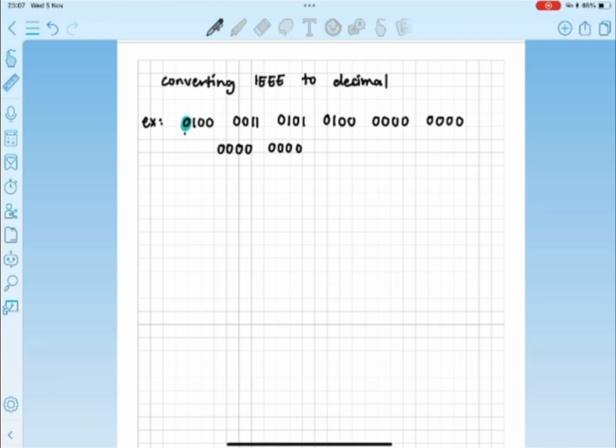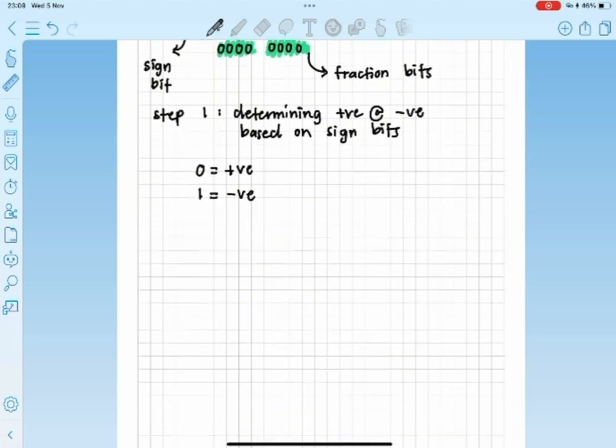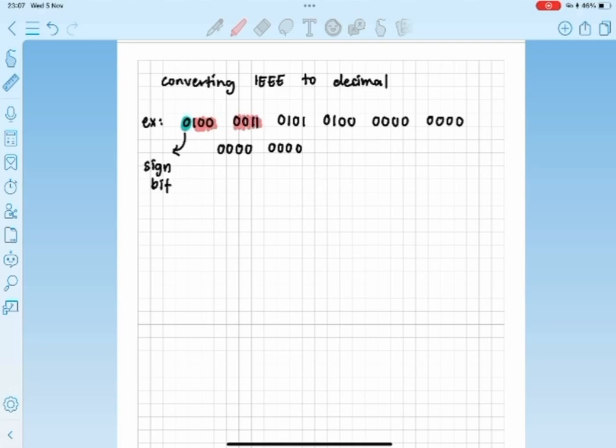In this format, the first bit is the sign bit, and this tells us whether the decimal equivalent would be a positive or a negative number. And since it is 0, we can conclude that our decimal equivalent would be positive. If it is 1, then the decimal equivalent would be negative. Next 8 bits are the exponent bits. These give us the value of the exponent of the number in scientific notation.